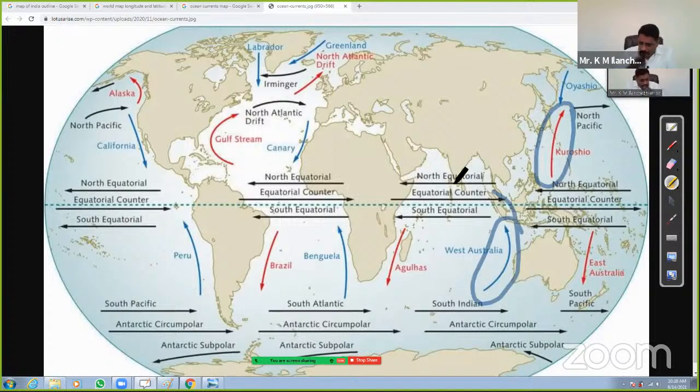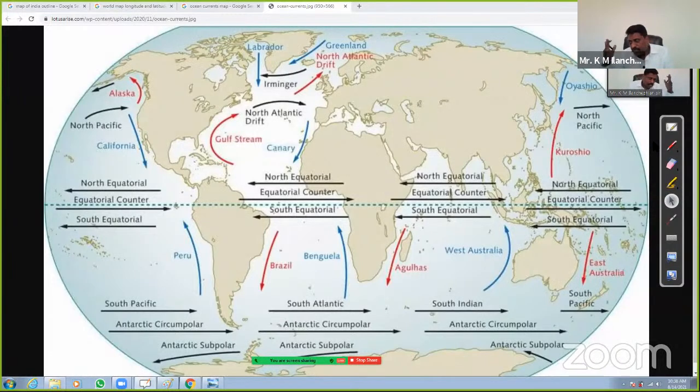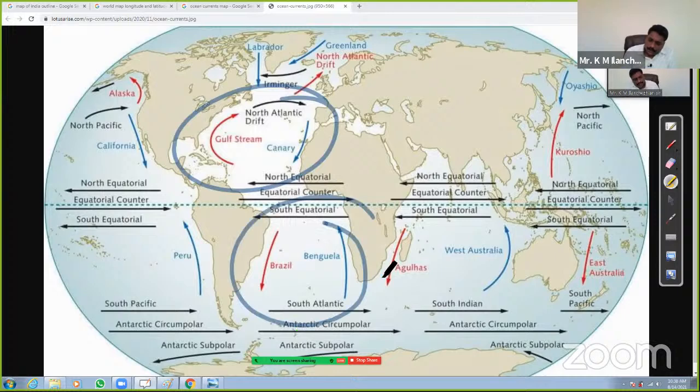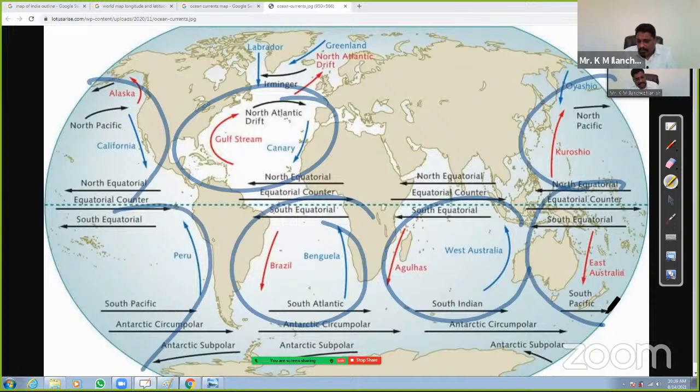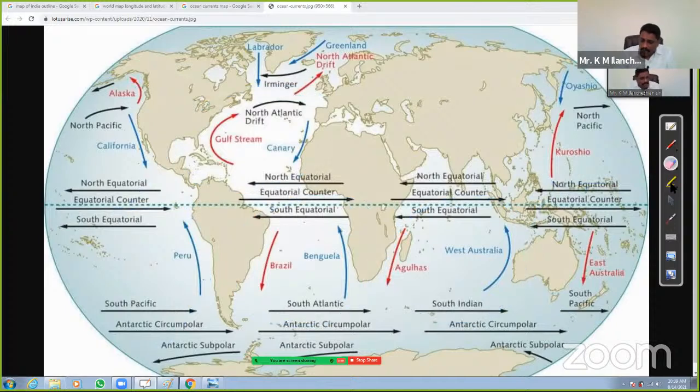Okay. Now, if you go to your atlas, you'll be finding this section called world climate. In this world climate, you'll be finding this ocean currents map. You find one similarity. What is the similarity? Any ocean you take, North Atlantic Ocean, South Atlantic Ocean, Indian Ocean, North Pacific Ocean, South Pacific Ocean, you find one similarity. What is this similarity?